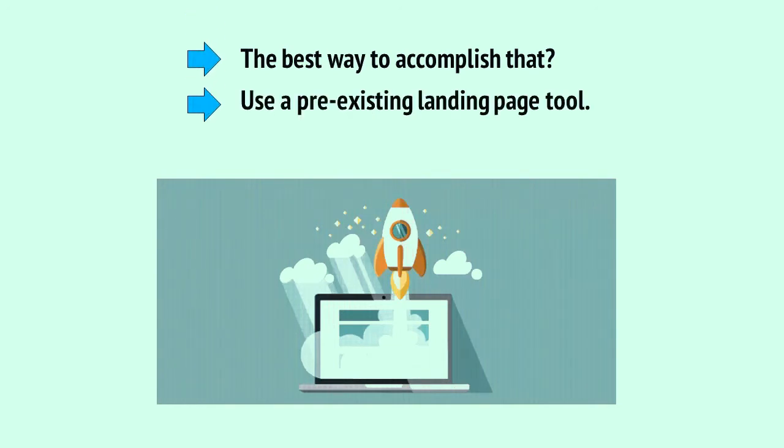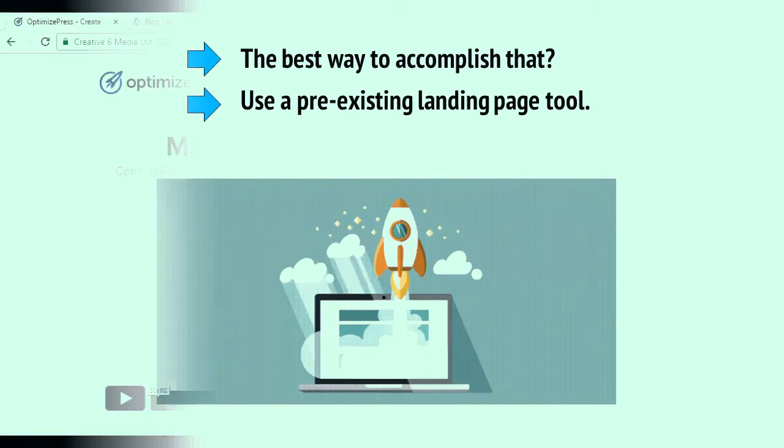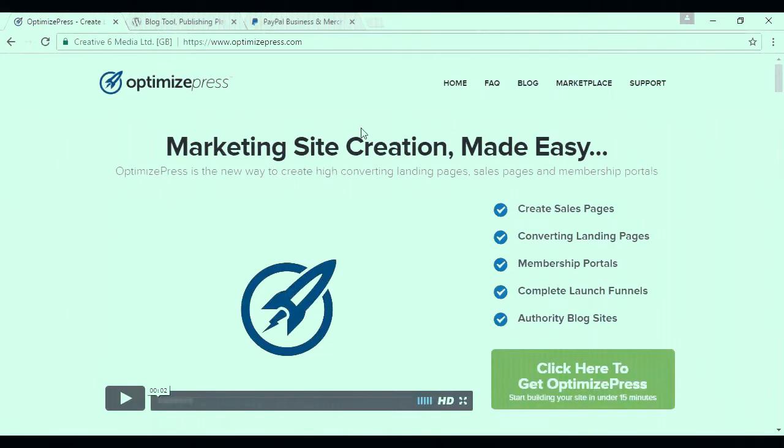Use a pre-existing landing tool. The best example is to use Optimize Press, which is a WordPress plugin stroke theme that will make your site look professional as a sales page and include your transaction button. And you can find out more at optimizepress.com, and they have a video on the sales page that explains how it all works.